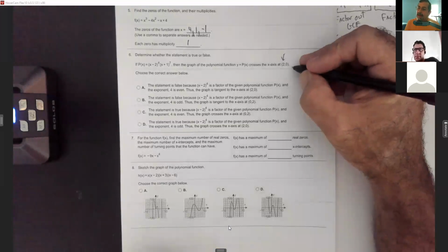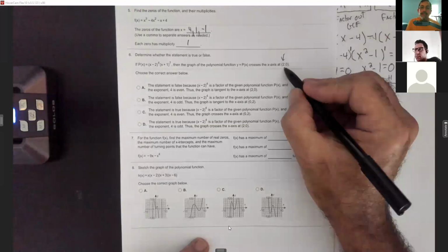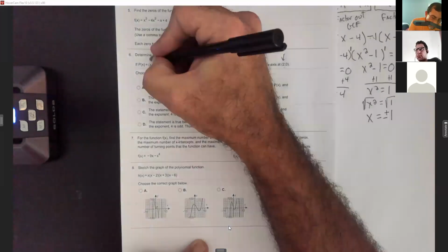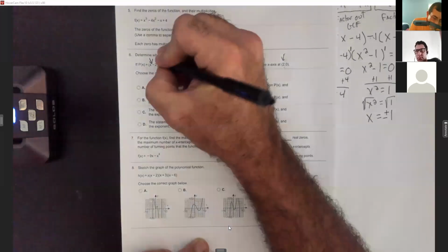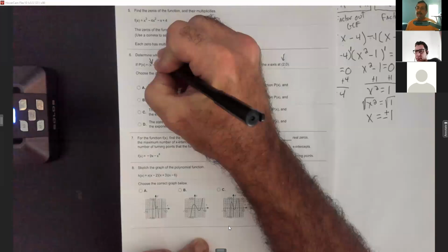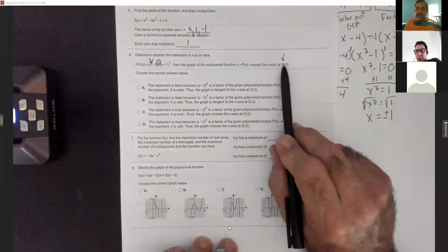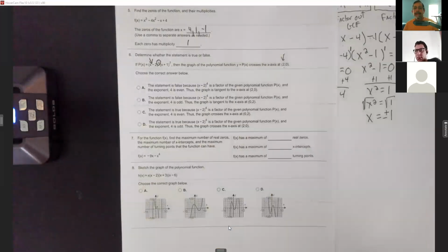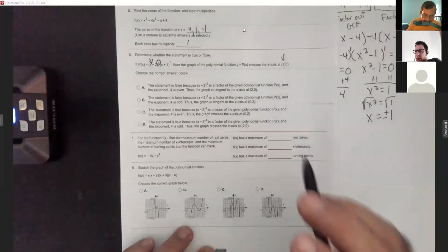If that factor has an even exponent, then it's tangent. So let's find out which factor gave us a 0 at 2, and that would be the x minus 2 factor. But y'all, it has an exponent of 4 on it. That's an even number. So since it's even, this would be tangent at that (2, 0). And they're saying it is going to be crossing. So that is definitely false.